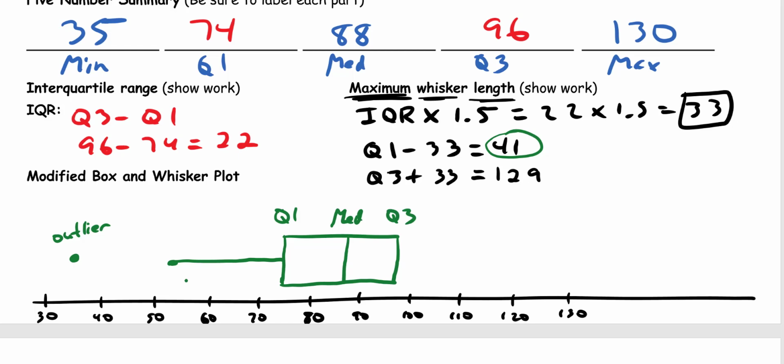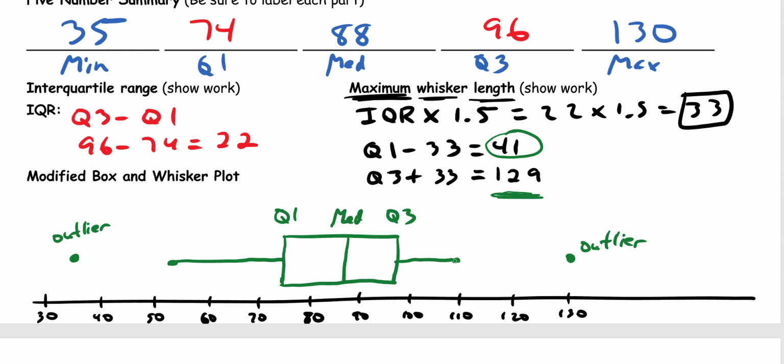Now let's look on the other side. The maximum value was 130. That's a little past this 129, so it's an outlier. And then what's the next one? The next notch down is 109, which is definitely within 129. So we're going to plot 109, and we're going to draw a whisker. There you go.